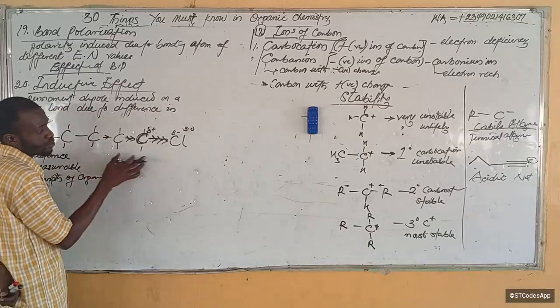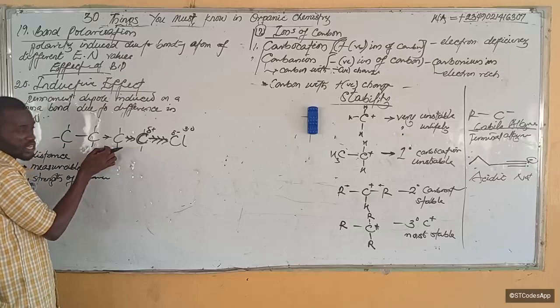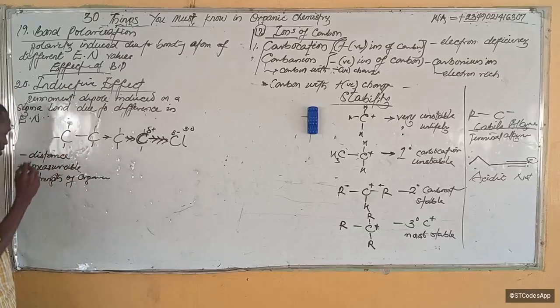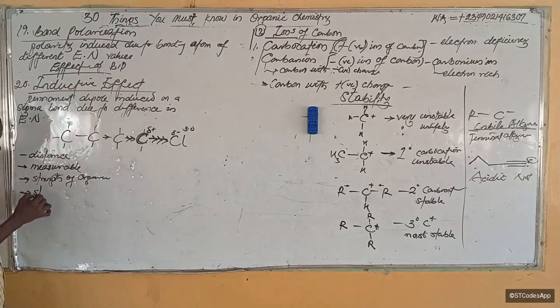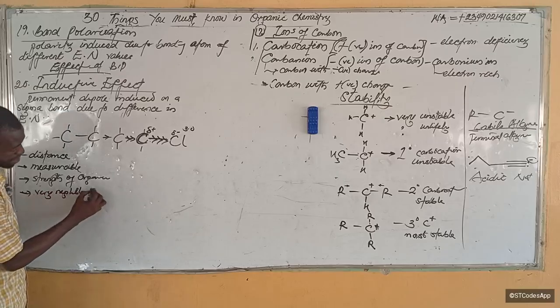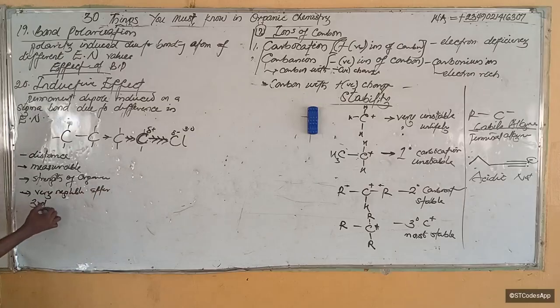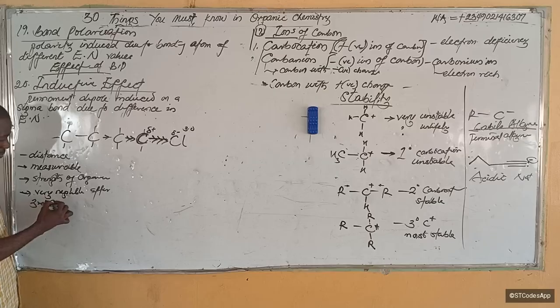But what do you notice in my arrows? This one is very strong. This one is quite strong. This one is weak. Do you understand now? So the effect is distance dependent. It stops at the fourth carbon, or is very negligible after the third carbon. It is usually very negligible after the third carbon.